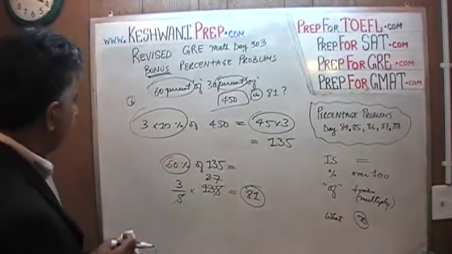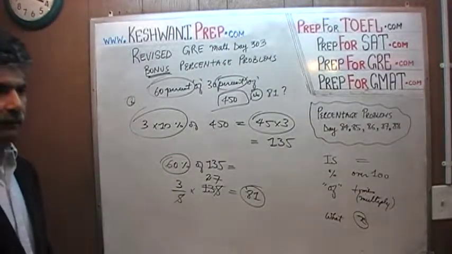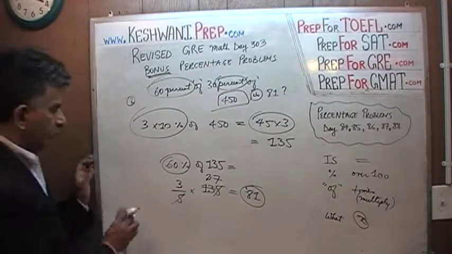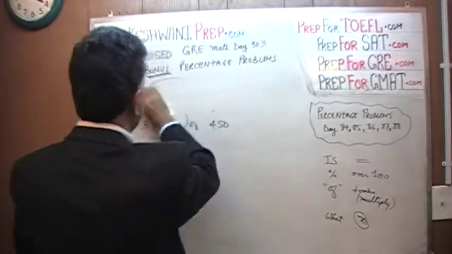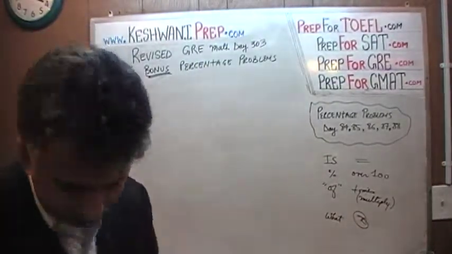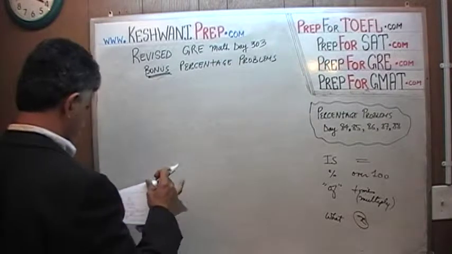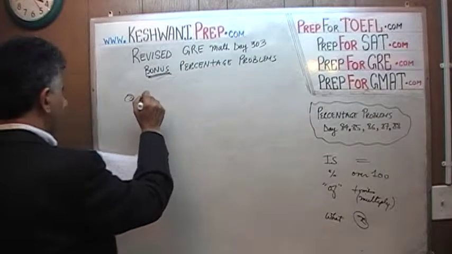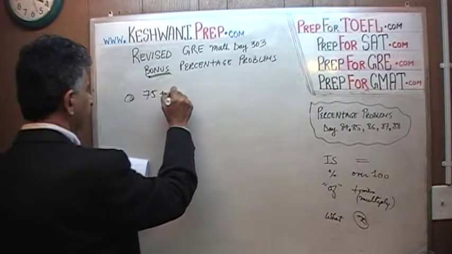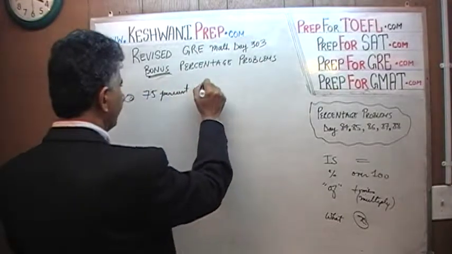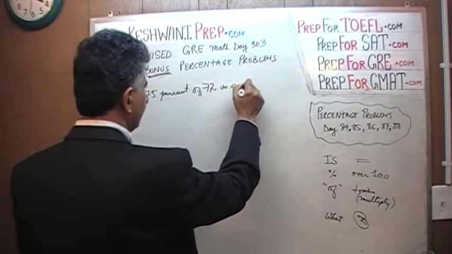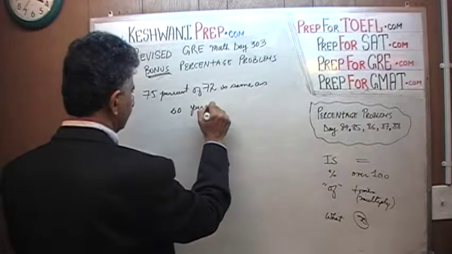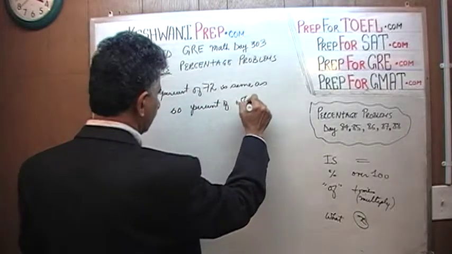Problem number 3. That's it, we're done with this one. I'll give you a couple of seconds to pause it in case you need to. Number 3. Let's see if you can do number 3 yourself. It's a very similar problem. The question is: 75% of 72 is same as 60% of what?